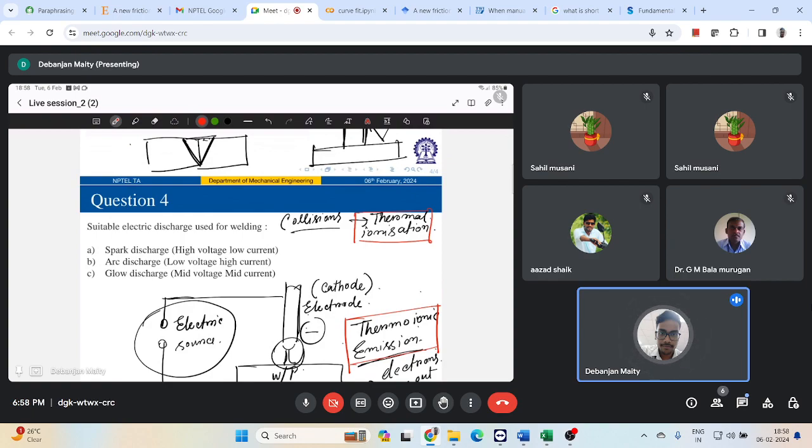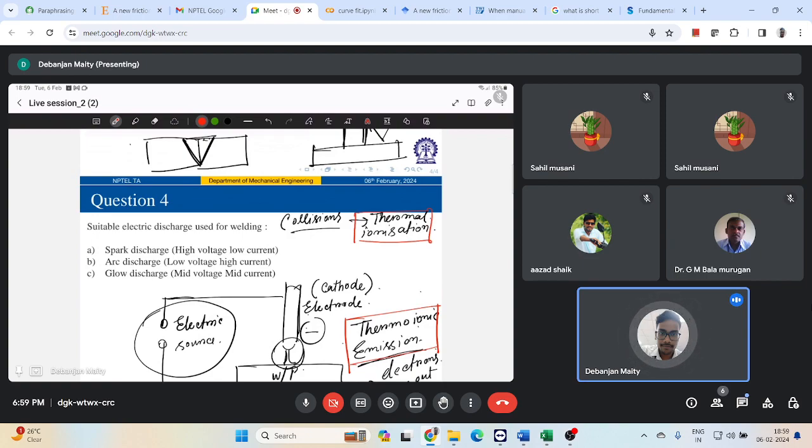There is some voltage-current relationship for your power source always. We will cover that later, when we discuss arc welding in much more detail.